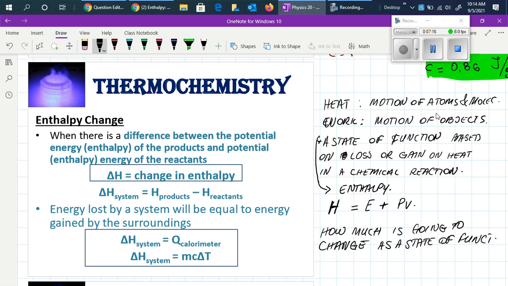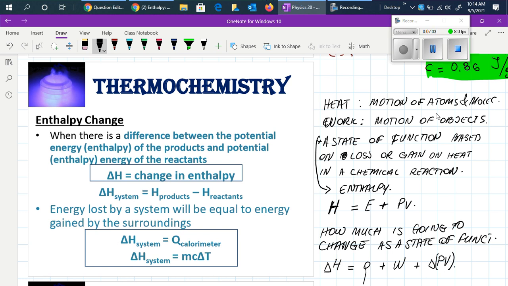As a state of function. So what we are interested in actually is delta H, which is heat plus work plus change in pressure and volume.